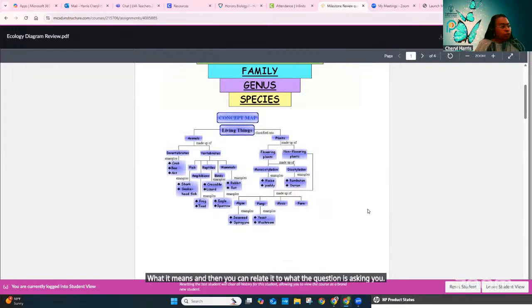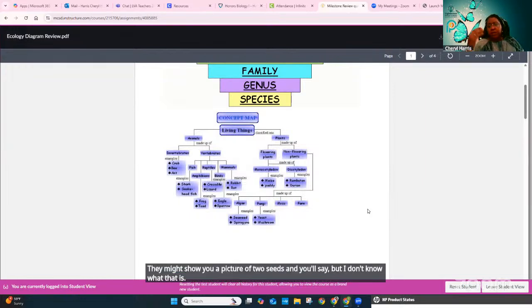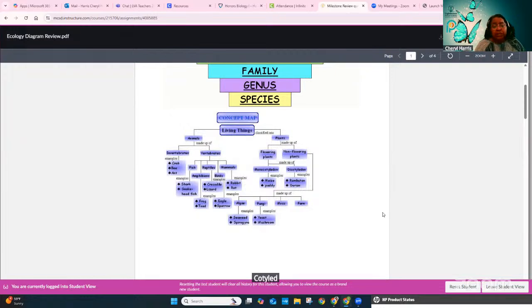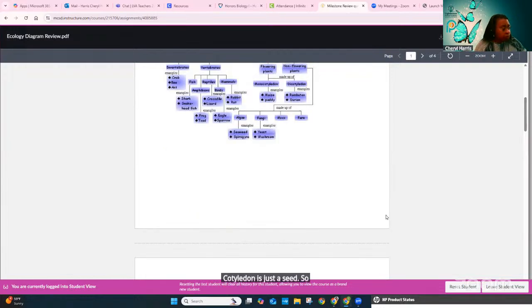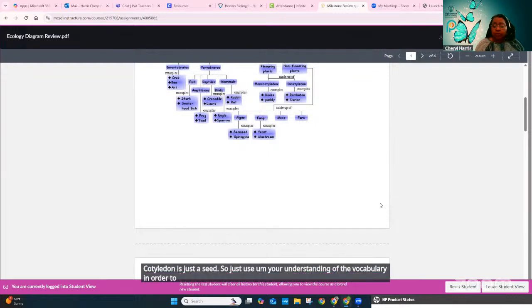Okay, they might show you a picture of two seeds, and you'll say, but I don't know what that is. Mono means one, di means two. So the cotyledon is just a seed. So just use your understanding of the vocabulary in order to deal with that.